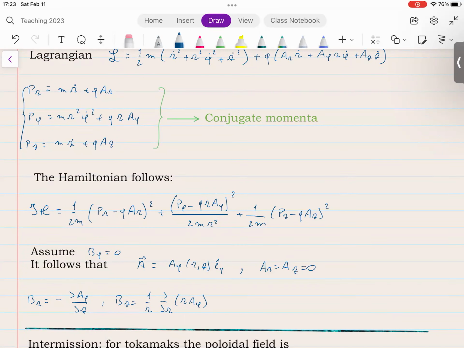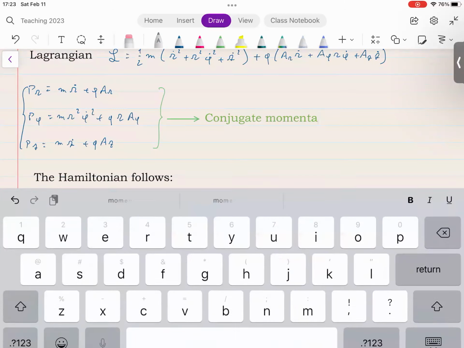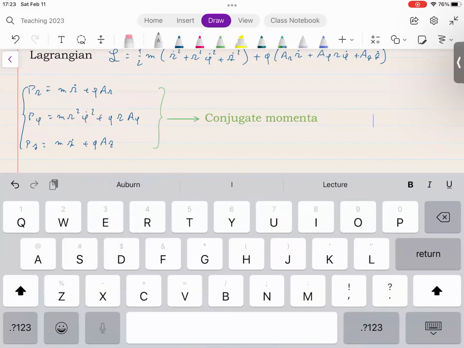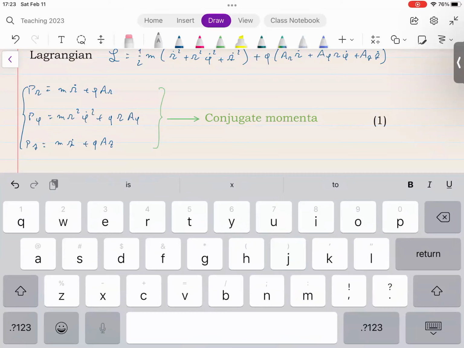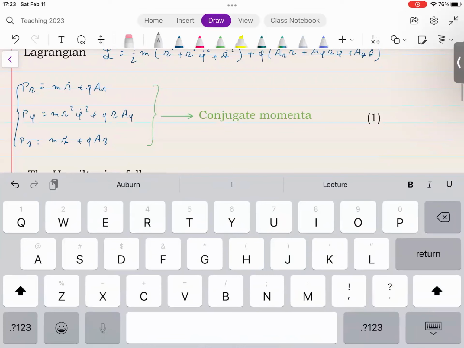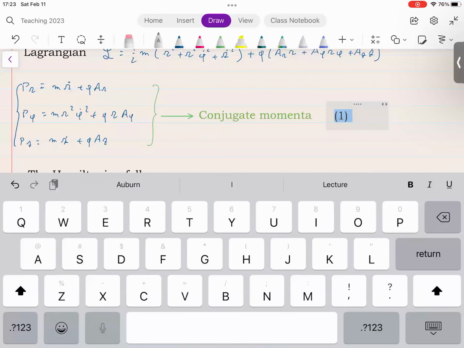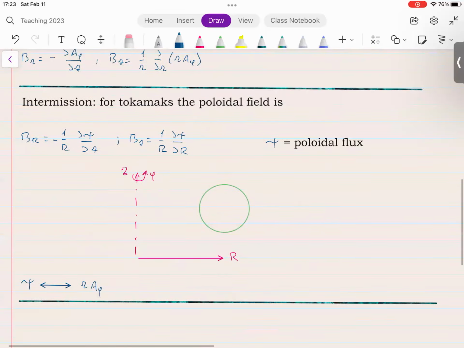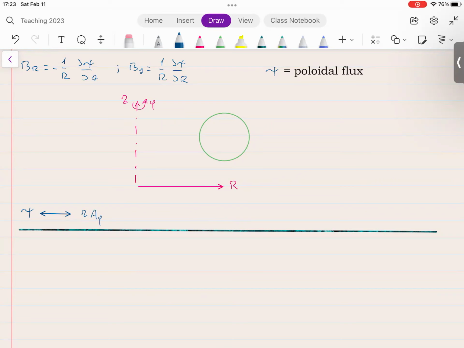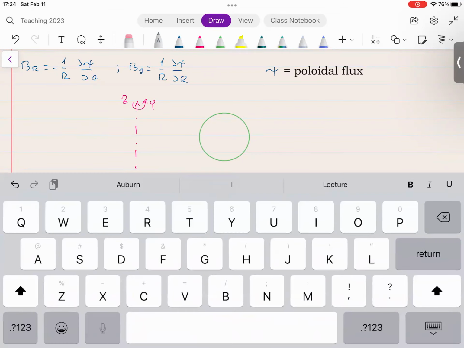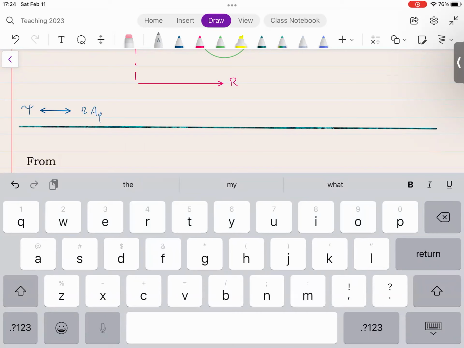momentum. Let me call this equation 1. Okay, better. And I'm going to take that expression that you've just seen and set to 0 A_z and A_r and obtain the now simplified expressions for my conjugate momenta.